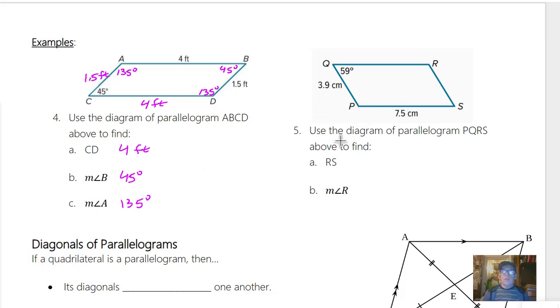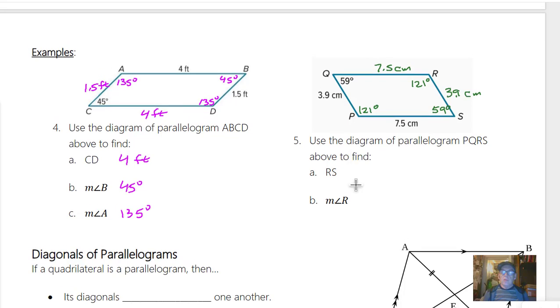Let's look at this next one. If this is a 7.5, the opposite side is 7.5 centimeters. Opposite side 3.9 centimeters. This is a 59. Opposite angle has to be a 59. Consecutive angles are supplementary, so this is going to have to be 121. And then this one's going to be 121 because it's an opposite angle. So we've got that pretty much solved. RS is 3.9 centimeters, and measure of angle R is 121 degrees.